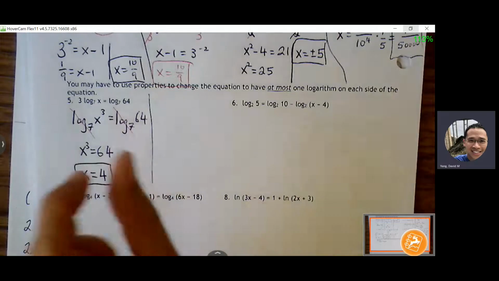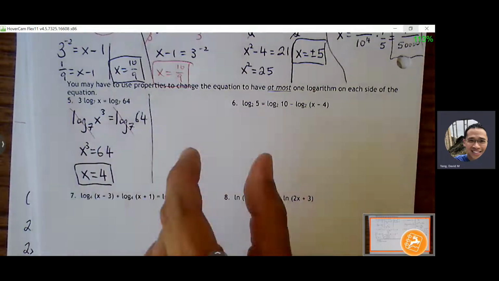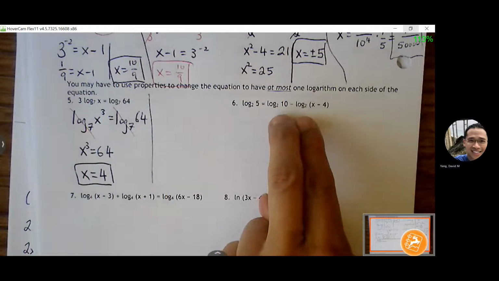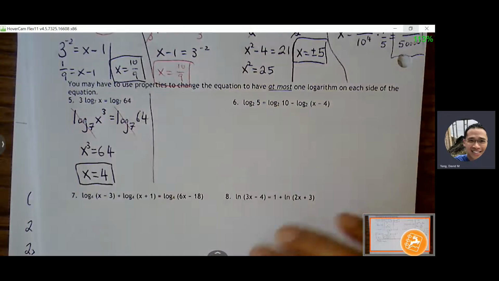Okay. I need this to be log base 2 equals log base 2. I can't have log base 2 equals log base 2 minus another log base 2. I need these to come together. So which property do we have available to combine these 2 logs together? Quotient. Yeah, so on the board there, quotient property.